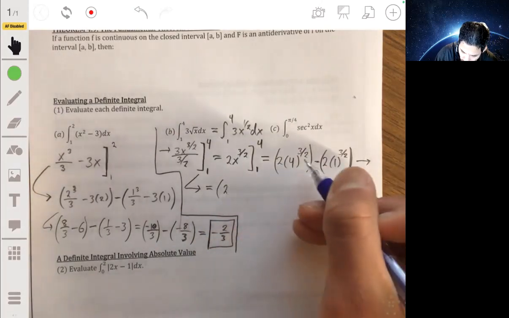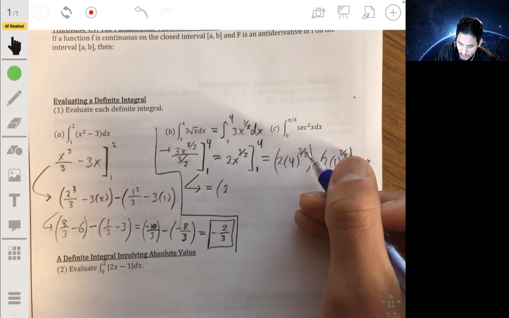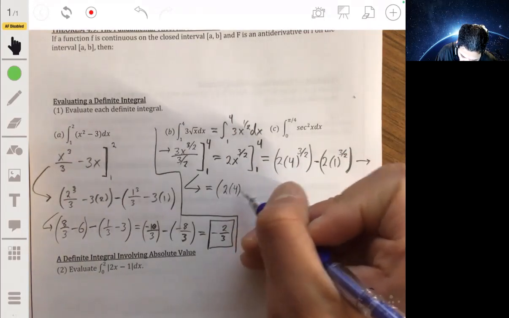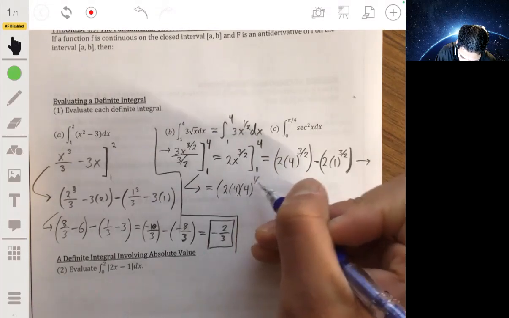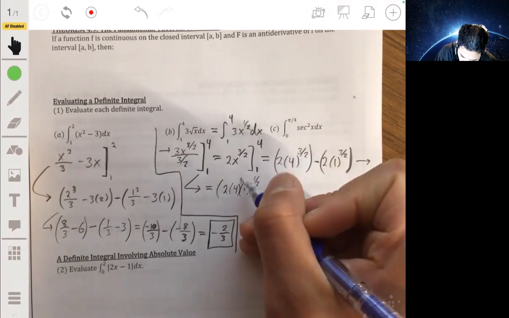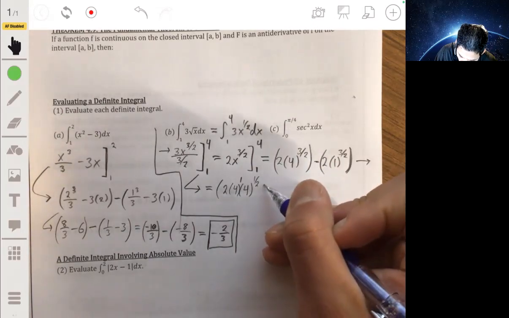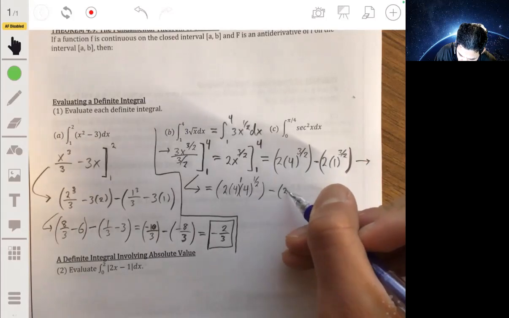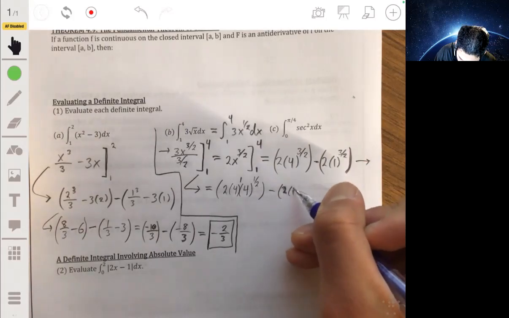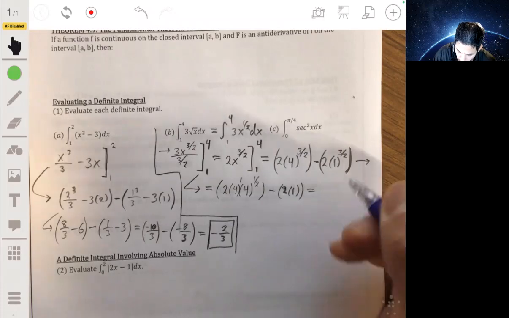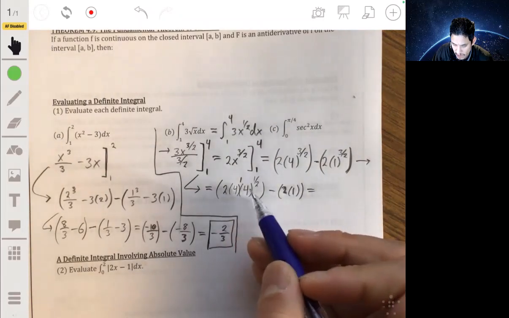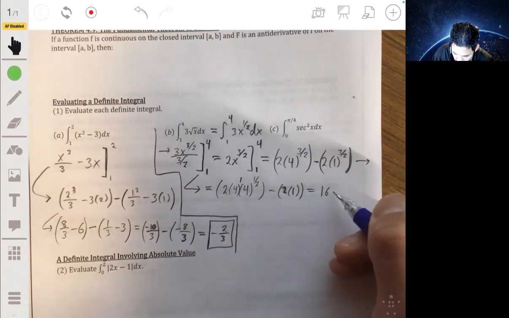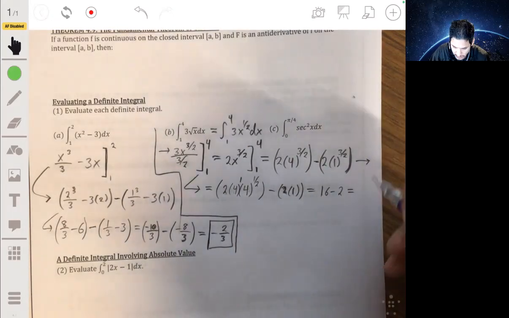Now let's remember your algebra. 4 to the 3 halves is just 4 to the 1 half times 4. So this is just 2 times 4 times 4 to the 1 half. Because remember, that's just like 4 to the 1 times 4 to the 1 half. And 1 to the 3 halves is easy, so it's just 2 times 1, so minus 2. And then this is 2 times 4 times 2. 2 times 4 is 8, times 2 is 16. So 16 minus 2, and your answer will be 14.